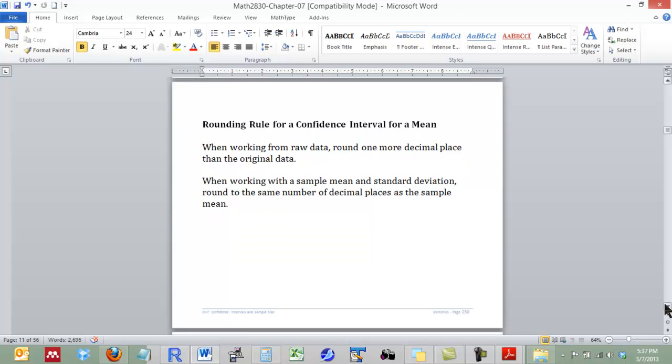Comment on rounding rules. So if you are working from raw data, so we've talked about, you get a little extra precision, so go up in 1 decimal place. If you have just started from the mean and standard deviation, then round to the same number of decimal places as your sample mean, right? So match the precision that you started with. You're not gaining any additional precision.